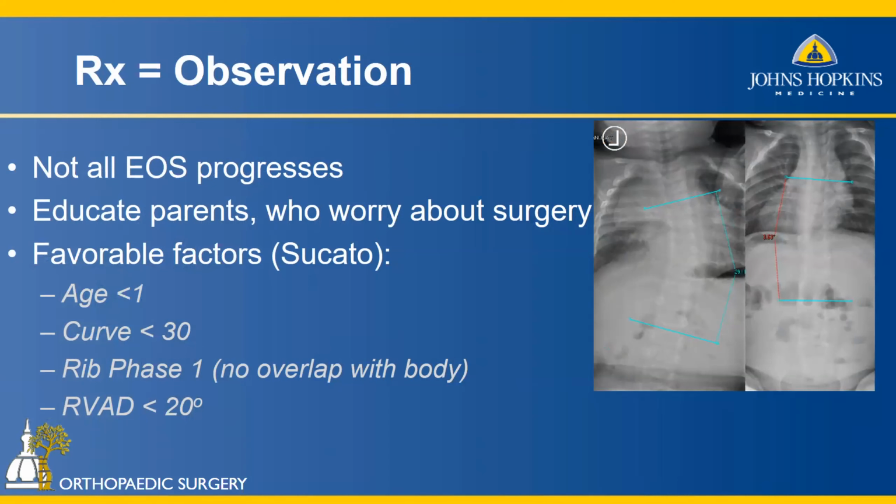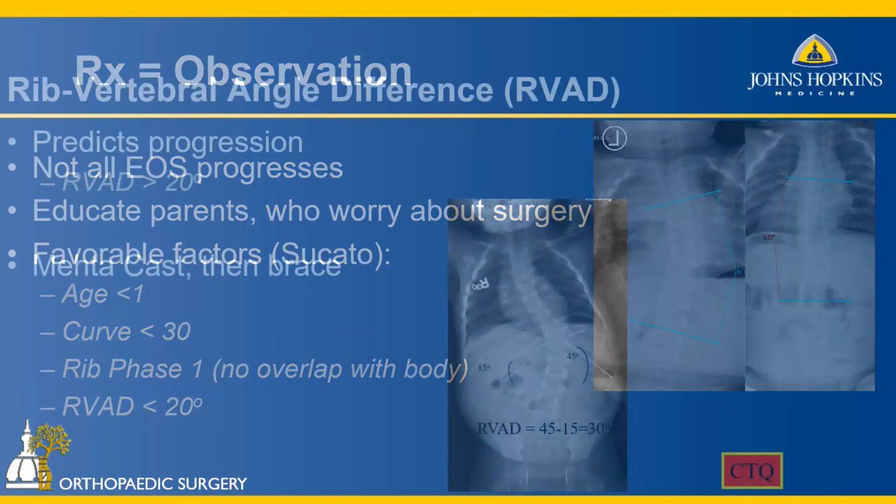So observation is indicated for some of these because not all will progress. The parents come in worried that their kids are going to eventually need surgery, but Dan Zaccato has shown that some factors are actually favorable. The earlier the onset, the more likely it is to self-resolve. If a Cobb angle is less than 30, it may actually not worsen. If the ribs are not rotated or the rib vertebral angle difference, which we'll talk about, is less than 20, they may not get worse, so it's worth watching those under 30-degree curves for a bit.